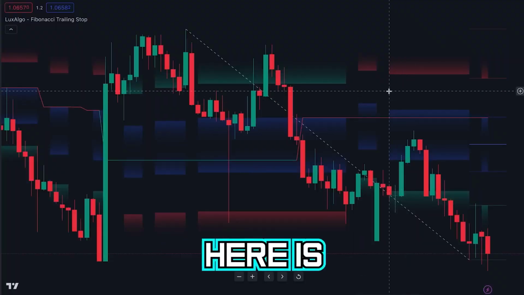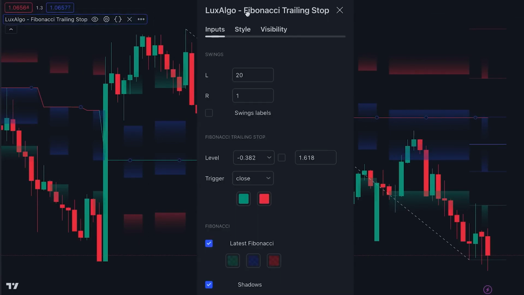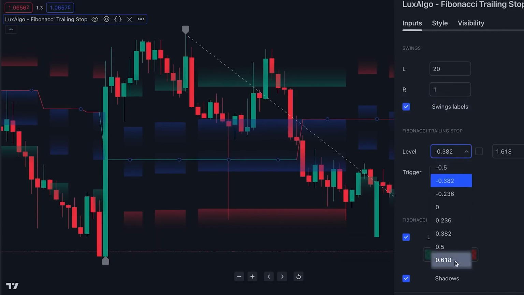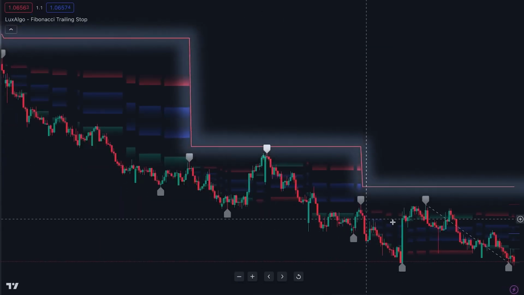Now, as promised, here is the strategy. Let's begin by adjusting the indicator settings. First, ensure that the swing labels are turned on. Next, let's set the trailing stop line to 0.618. This will serve as our long-term trend detection tool.